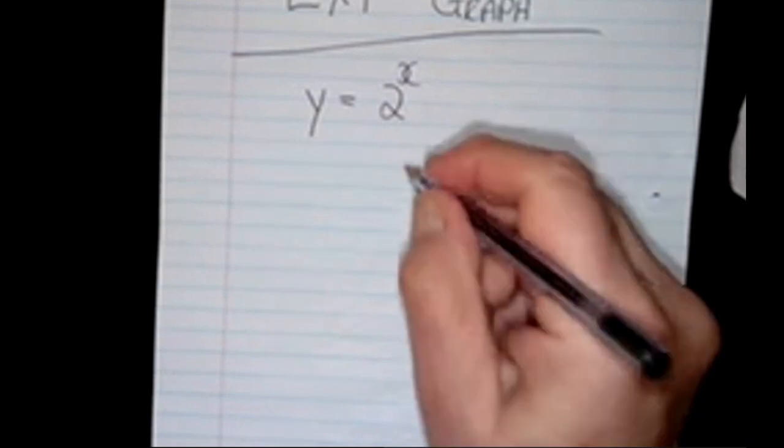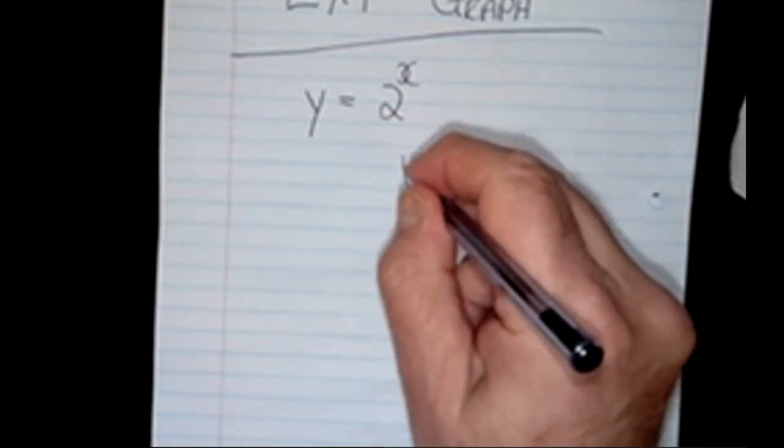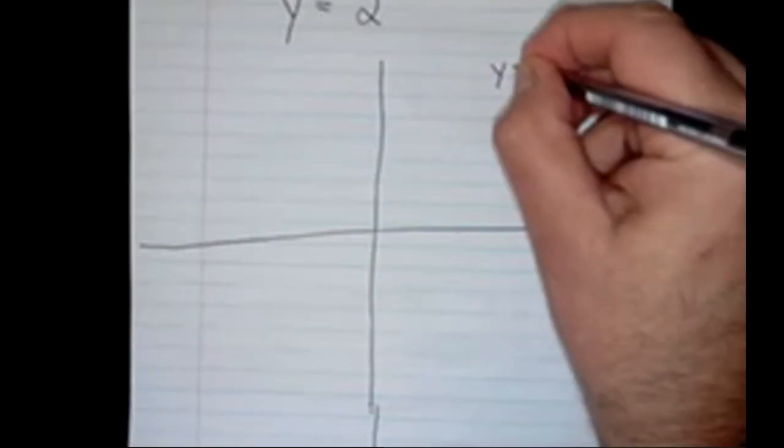So what I do with my class, I make them go like this. So could you guys also do that now, please? So big, big, big line like that. So over here, could you please write y equals 2 to the power of x, and then a very small Cartesian plane over there.